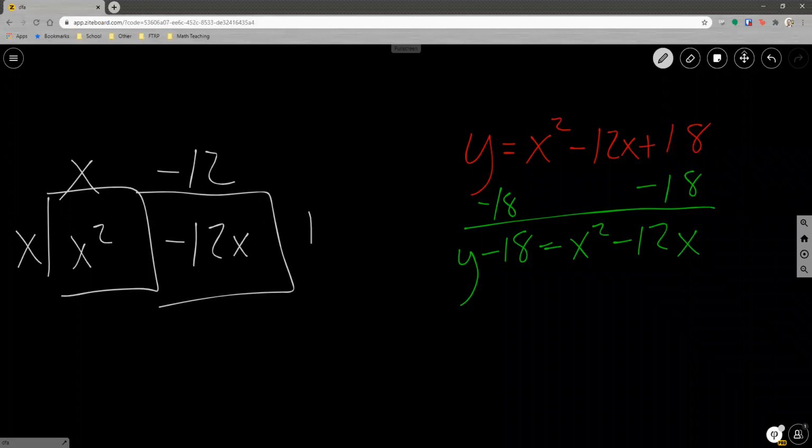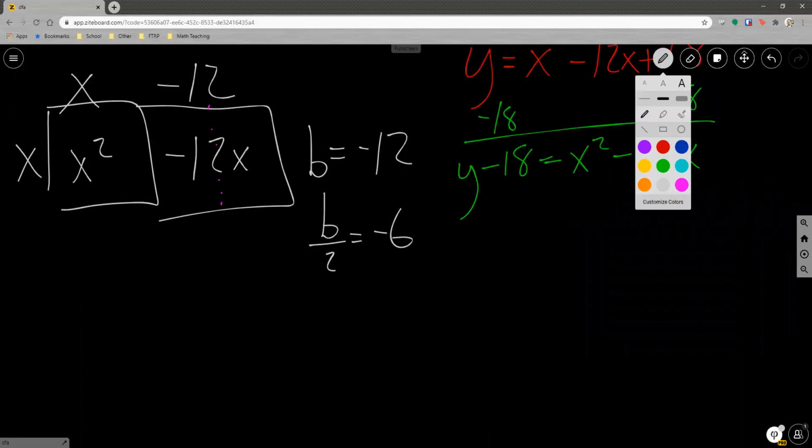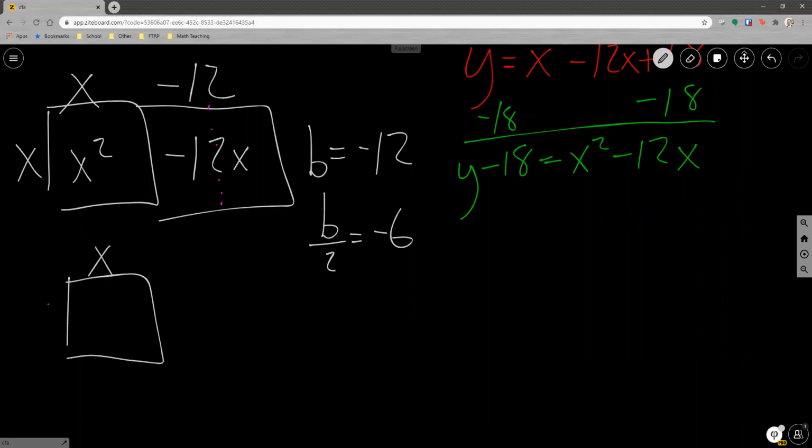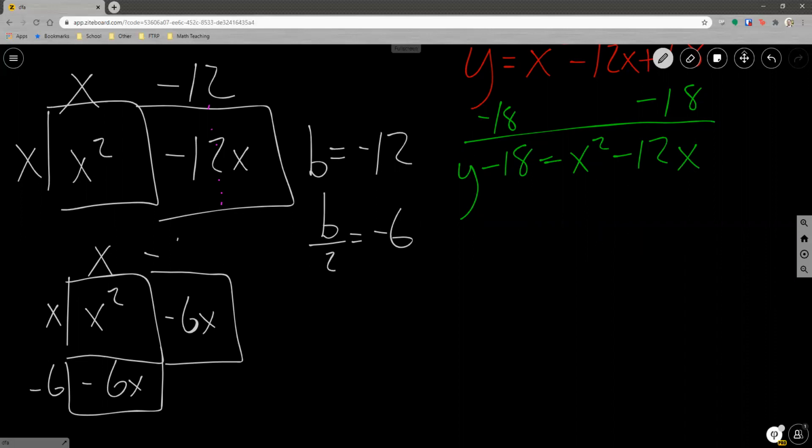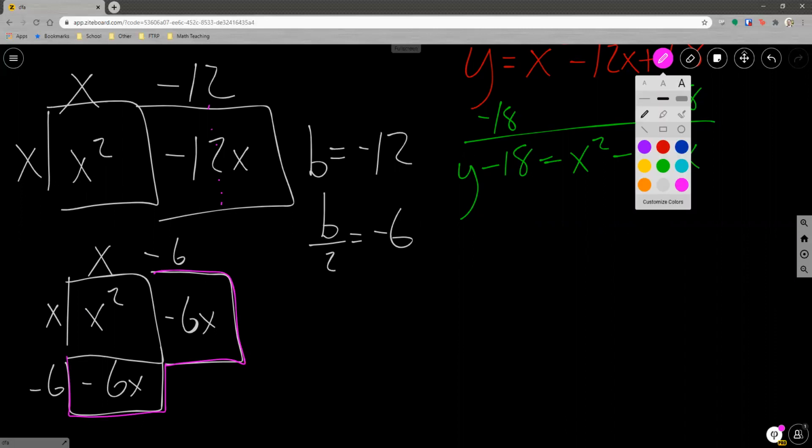So three steps. Find my b value. Well, my b value is negative 12. b divided by 2, well, that's going to be negative 6. So I can then redo this by cutting it in half. So after step 2, my diagram now looks like this. These are my halves of the original right side rectangle.